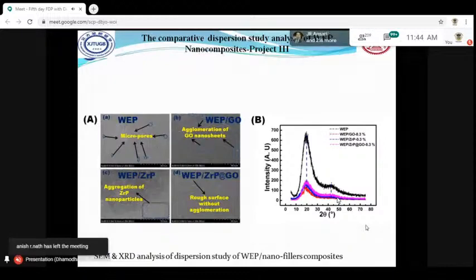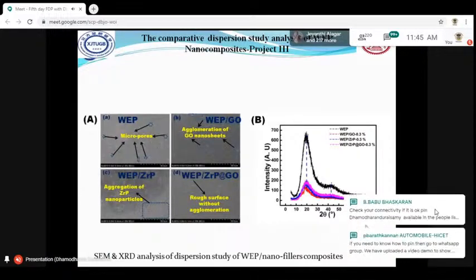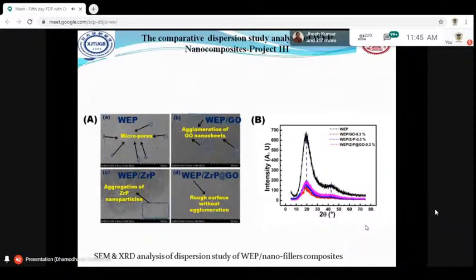And in the case of XRD analysis for the neat WEP, we have got a broad peak around 10 to 30. When we compare with the other two, I mean GO WEP and zirconium phosphate WEP, the peak has shifted slightly along the x-axis, but in the case of zirconium phosphate decorated GO, it is exactly the same as neat WEP. We can conclude that better dispersion has been achieved in the neat WEP matrix with zirconium phosphate decorated GO.